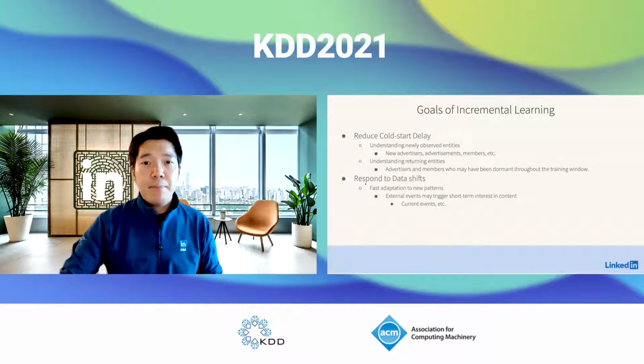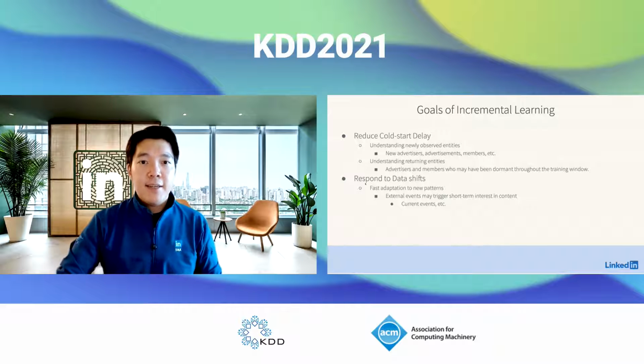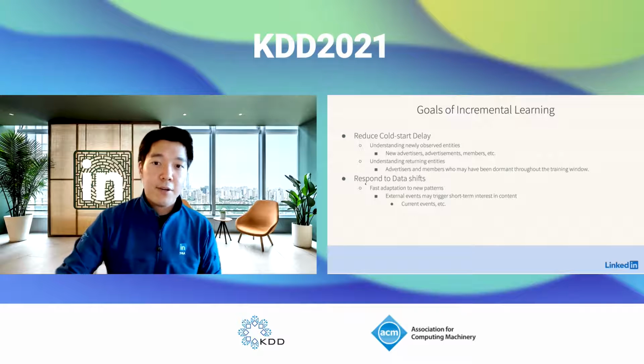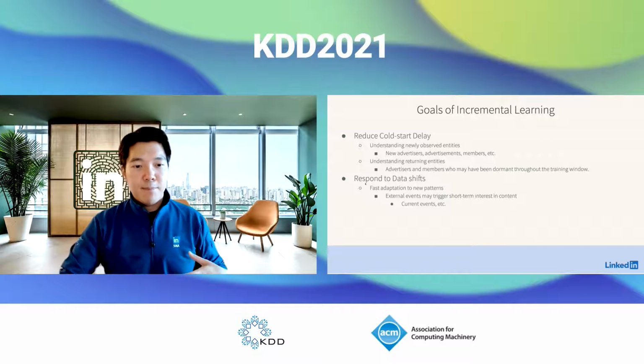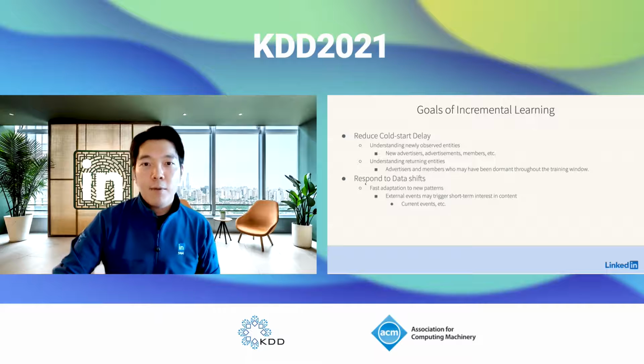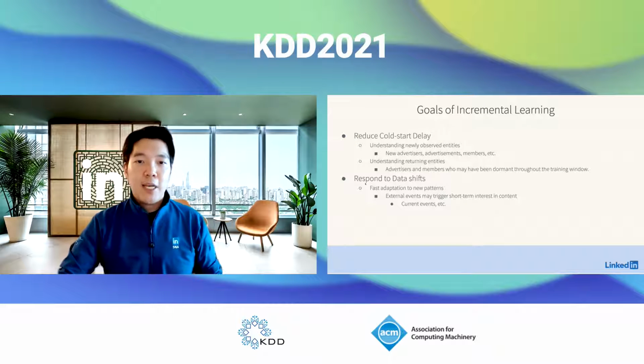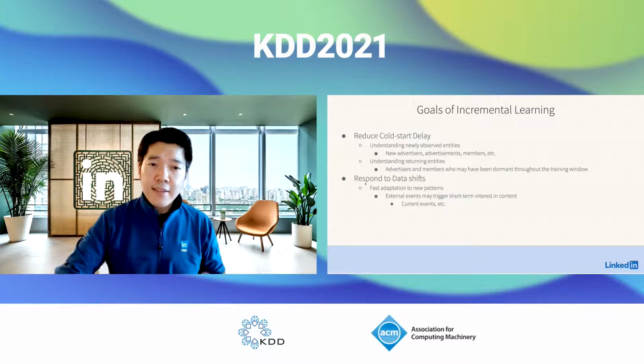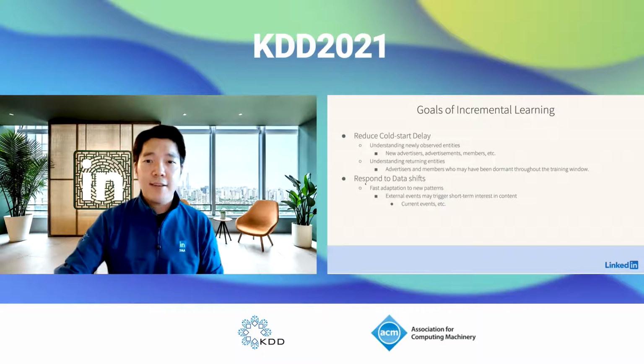Secondly, we expect to better respond to data shifts. Data shifts occur when new patterns are introduced for specific entities. Shifts can be triggered externally, such as by something like a current event, or by a change of internal behavior on our website, such as a member changing his city of residence. To address these problems within our advertising platform, we built a nearline infrastructure, which I'll walk you through now.